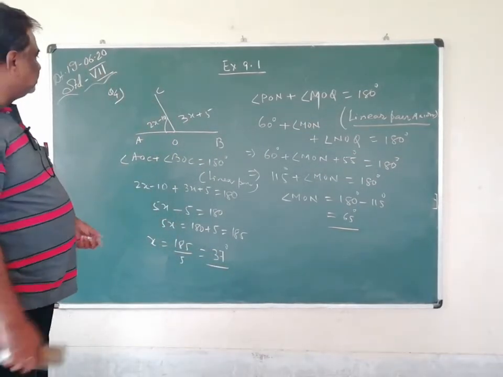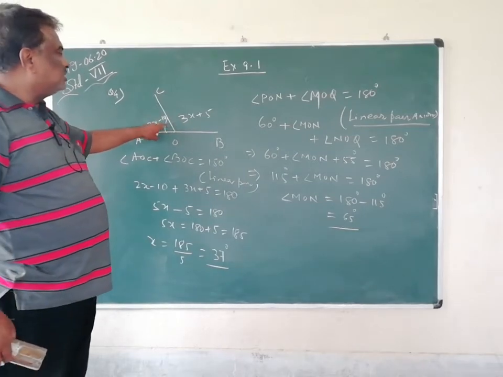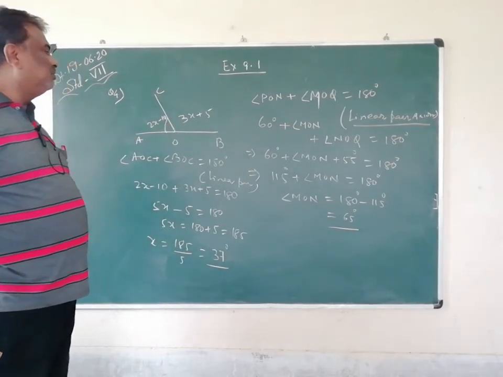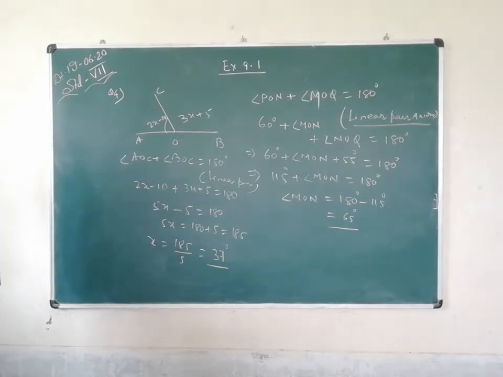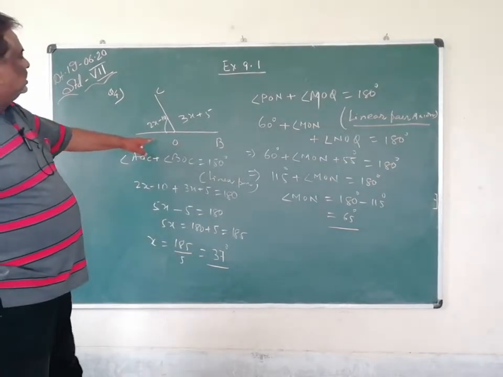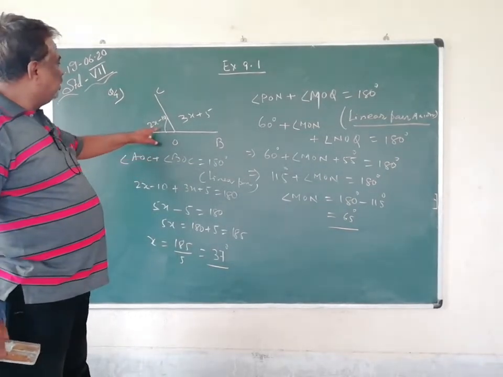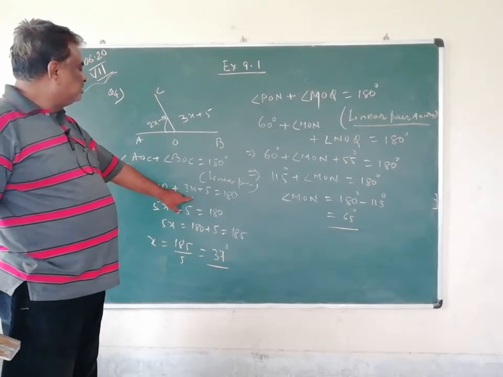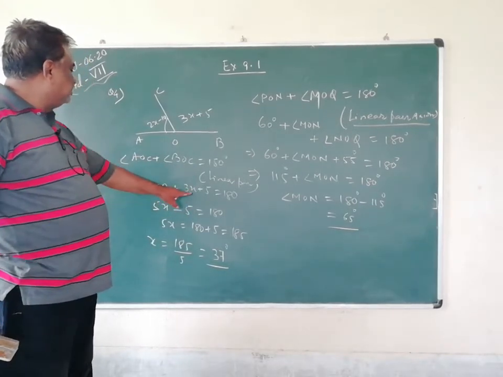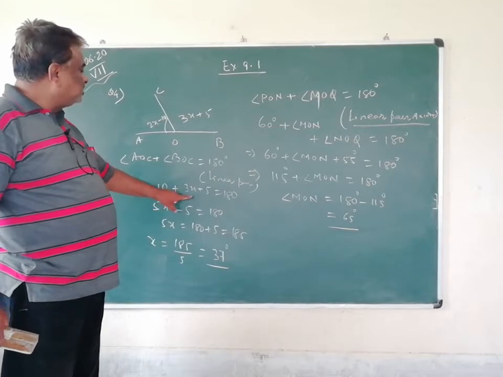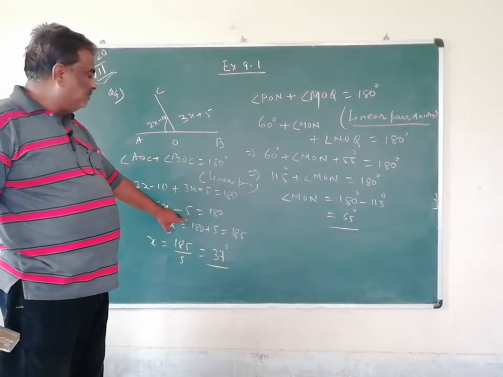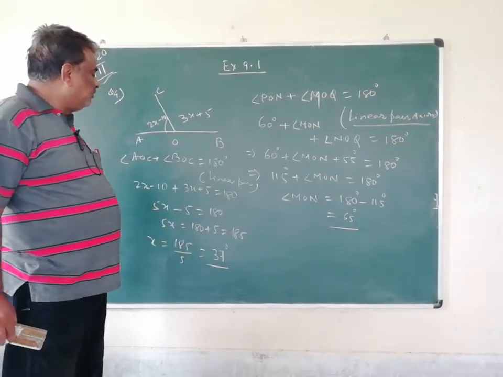So you understand question number 2, that is 2x minus 10 plus 3x plus 5 is equal to 180 due to linear pair axiom. Now AOC is equal to 2x minus 10 and BOC is equal to 3x plus 5. 2x plus 3x is equal to 5x, minus 10 plus 5 is equal to minus 5. That is 180.